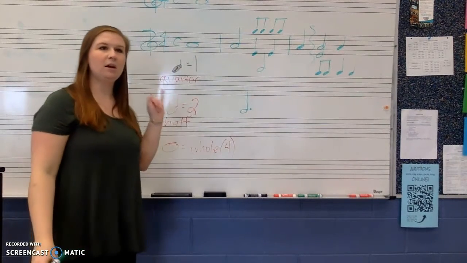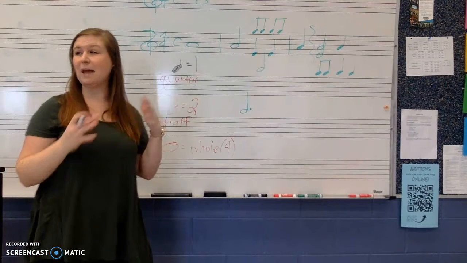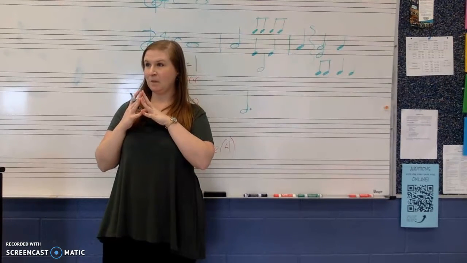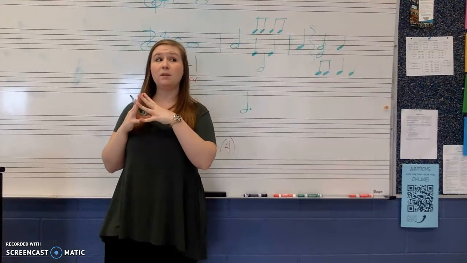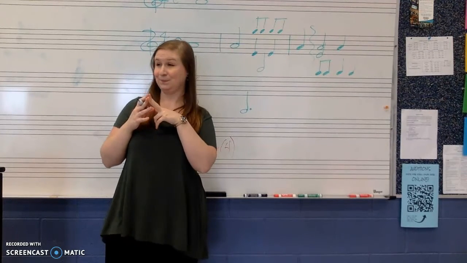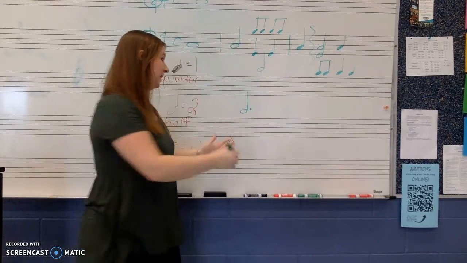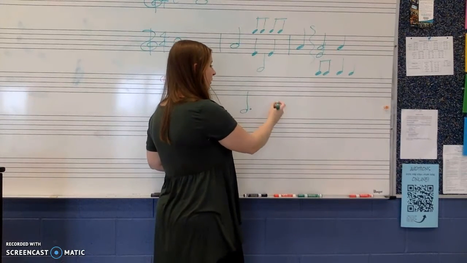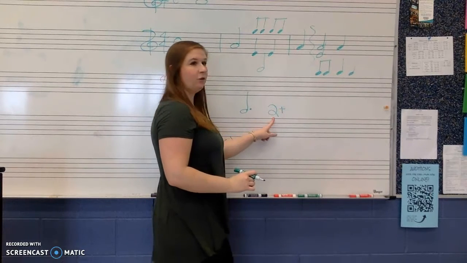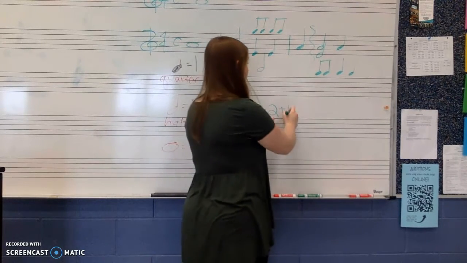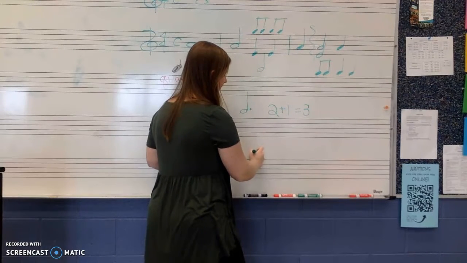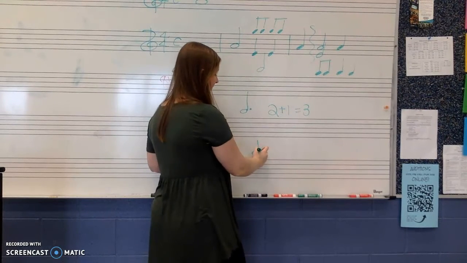When we add a dot to a note, do you know exactly what it does? It adds half a beat, okay? What does it add half of? Of the note that it's attached to, okay? So if our original note is 2, our dot is going to add half of 2. So how much is that? 1. So now we have how many beats? 3.